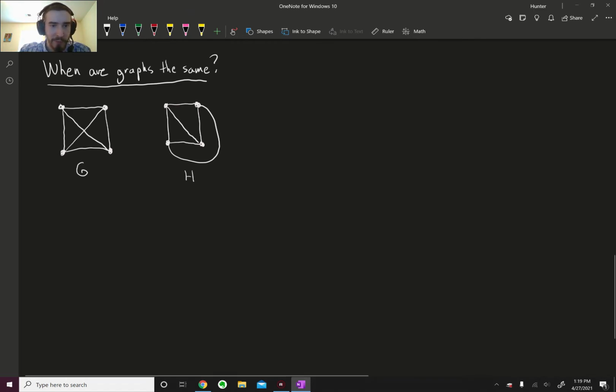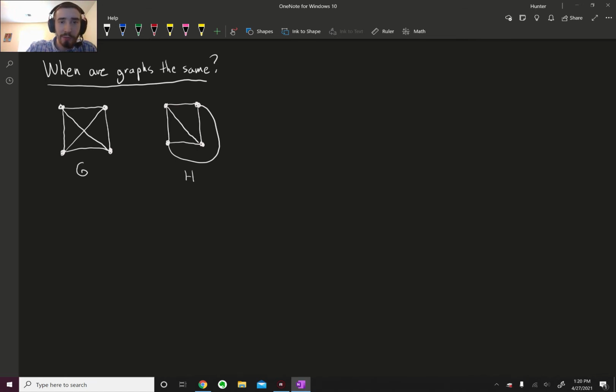They both have four vertices, but one of them has edges in the middle of this square of vertices that cross over each other. The other one has only one edge in this middle square and this other curved edge out here. And so they definitely look different. But the two graphs are telling us sort of the same relationships among the vertices.